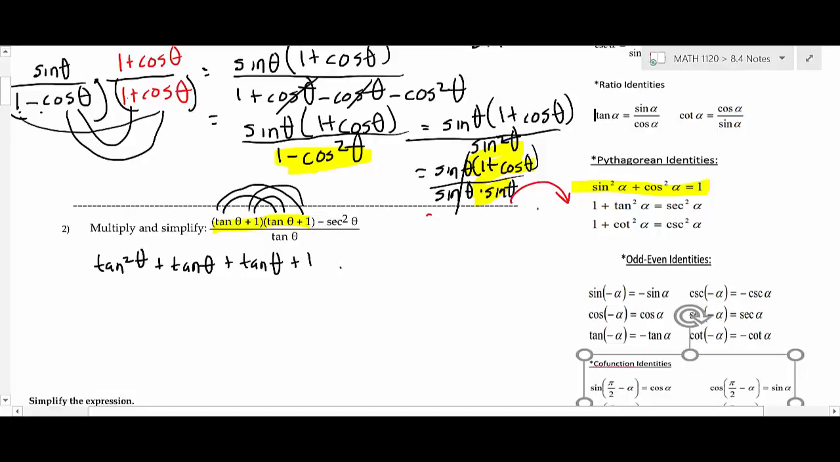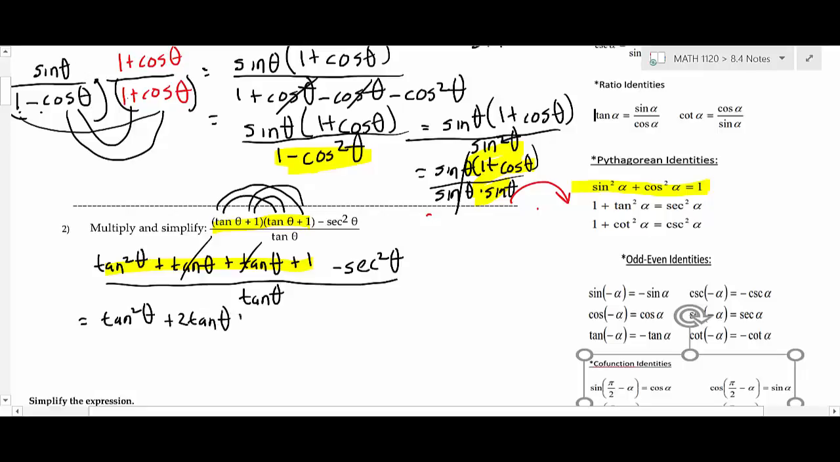Then I'm going to bring down the secant squared theta, and then bring down the tangent. So we're going to simplify that, and then look at our identities to see if there's anything we can do to clean it up a little bit. Notice what you have in this expression: some like terms. You have tangent squared theta, and these two go together, 1 plus 1, or 2 tangent theta. So that gives you 2 tangent theta plus 1, and then you bring that down, and bring down the tangent. All I've accomplished so far is the FOIL. That's it. Everybody follow that?